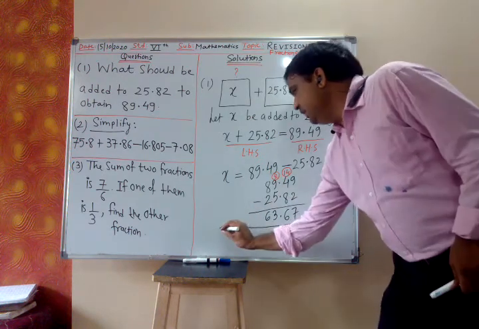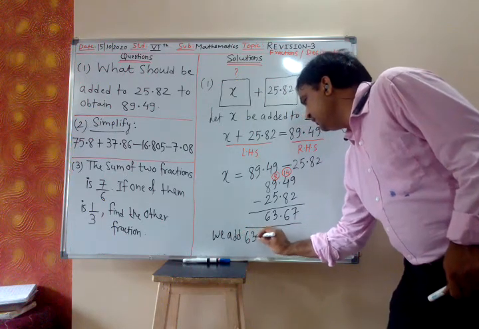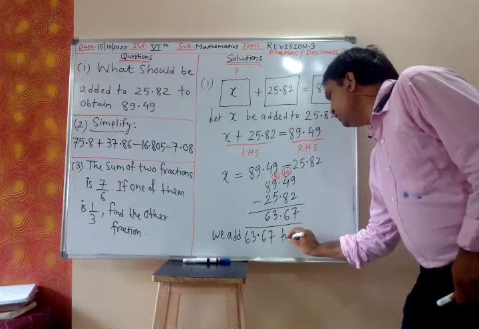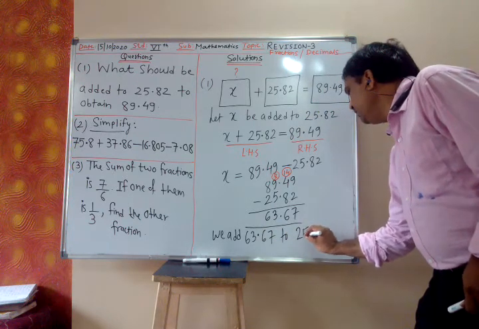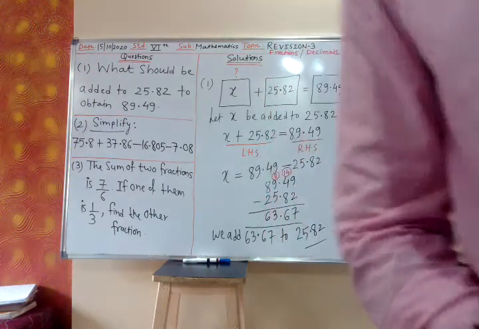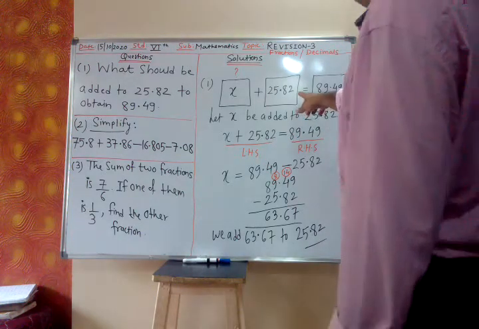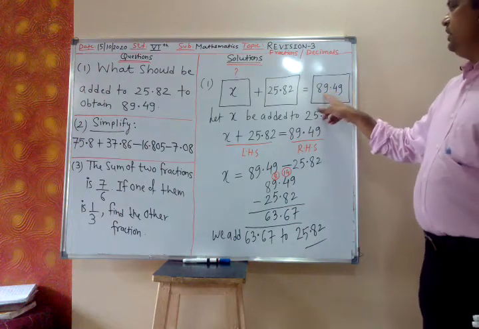So we add 63.67 to 25.82. Mute the microphone. We add 63.67 to 25.82. Right. So which number should be added to 25.82 to obtain 89.49?